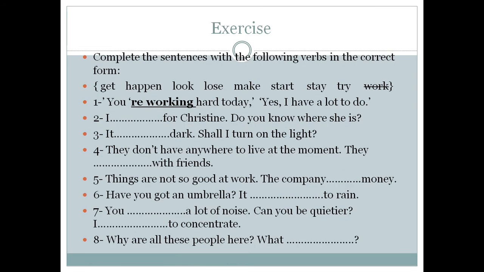Here we have an exercise. Complete these sentences with the following verbs in the correct form: get, happen, look, lose, make, start, stay, try. Here we have an example. You are working hard today. Yes, I have a lot to do. So you can see that work is crossed out, because we answered in example number 1.